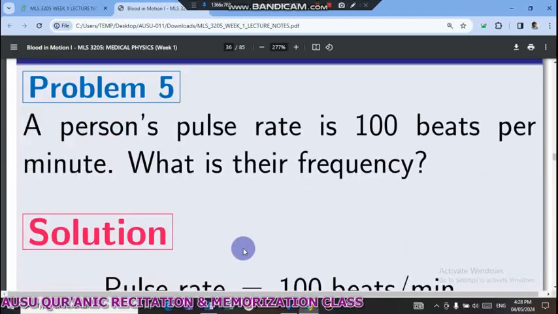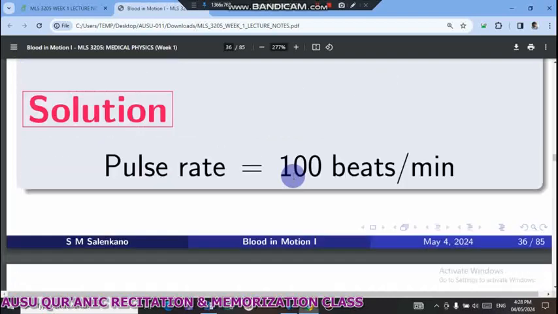Okay, we now move on to problem 5. Problem 5 says a person's pulse rate is 100 beats per minute. What is their frequency? So how do we get pulse frequency? Let's see that. In the solution, let us write what we are given.